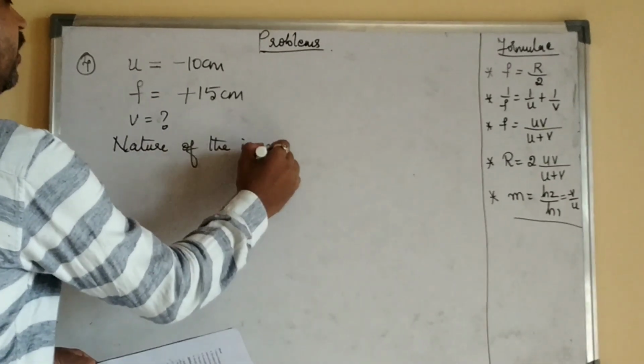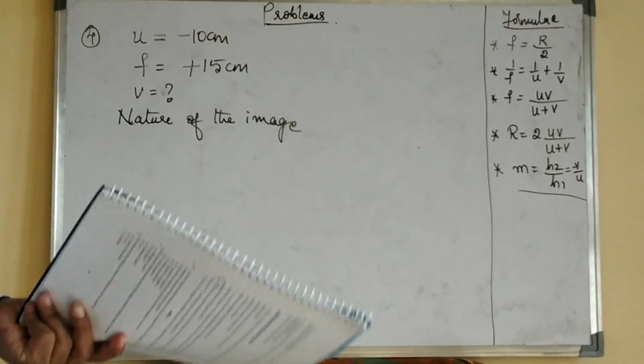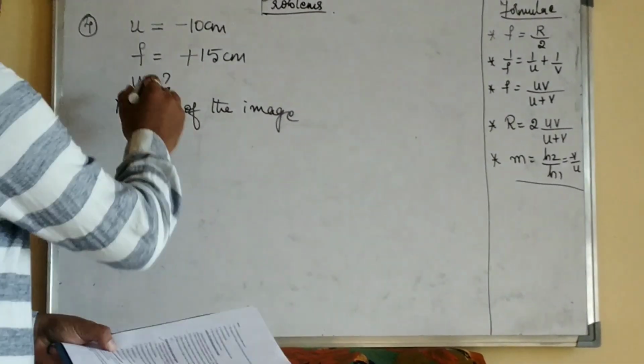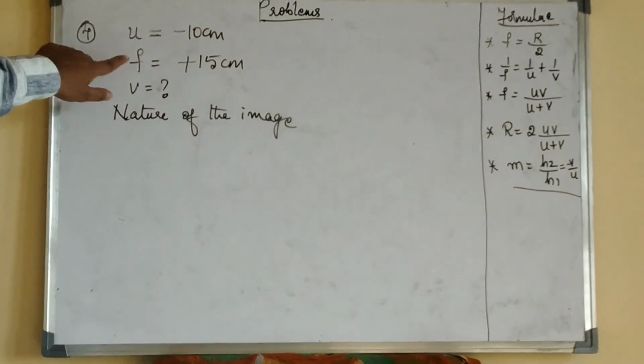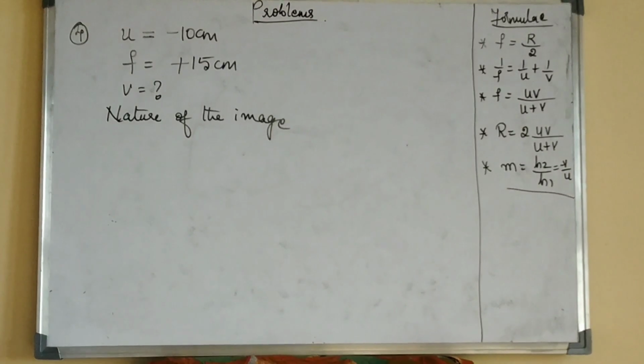Nature of the image you already know, because in a convex mirror it is virtual and erect. Okay. Now we have to find the position of the image. We have been given the focal length and u, but we have to find v. Which formula will you use?